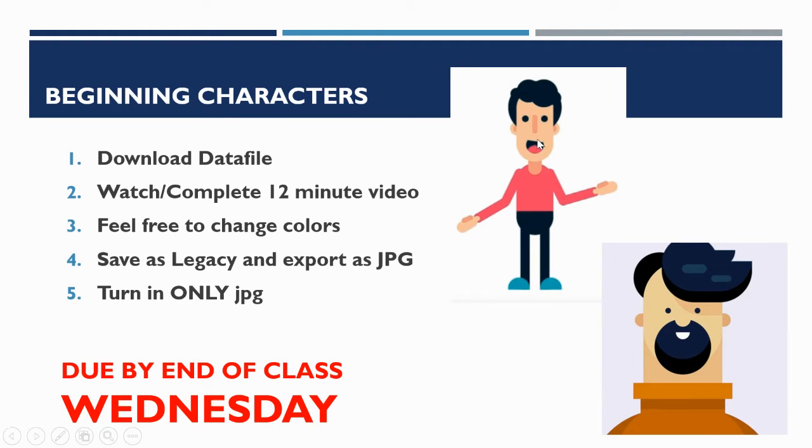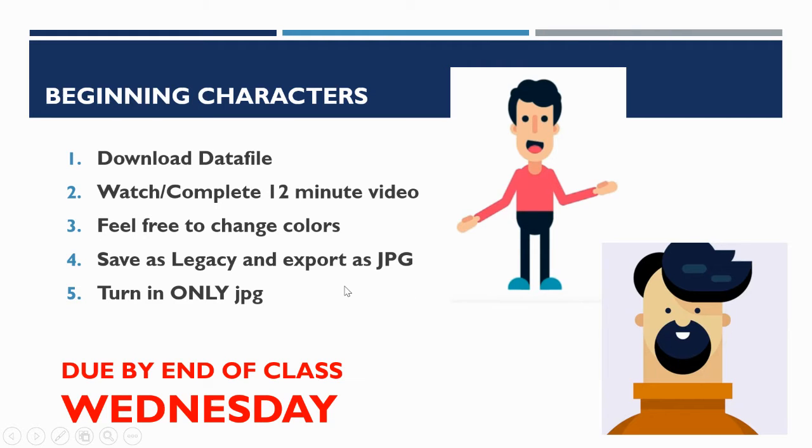So this first one's going to be basic rounded rectangles and circles to build this simple body. And then this one is going to be just this simple bust. So it's just a portion of his chest and his head. Now you're going to make sure that you save both of those as legacy versions of Illustrator, and you're going to export as a JPEG. I have a video that shows you how to export and what settings to use, so you can check that out. You're only going to turn in the JPEG. It's going to have both of them on the same artboard.